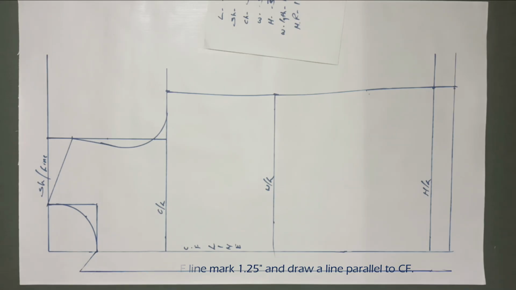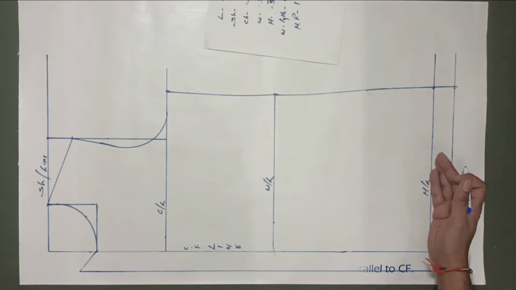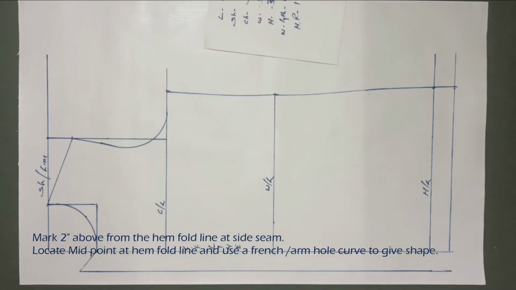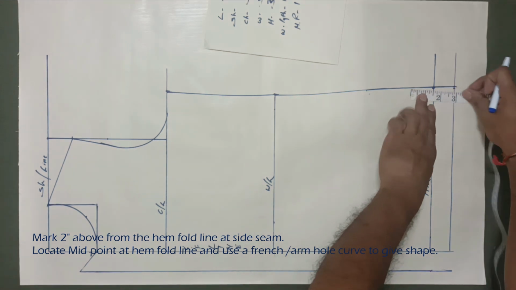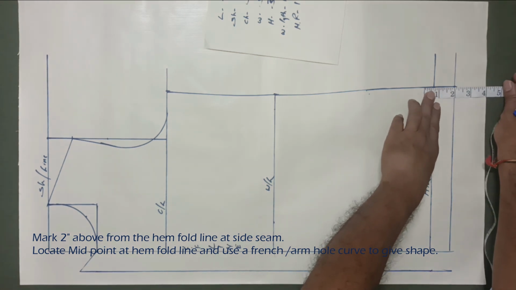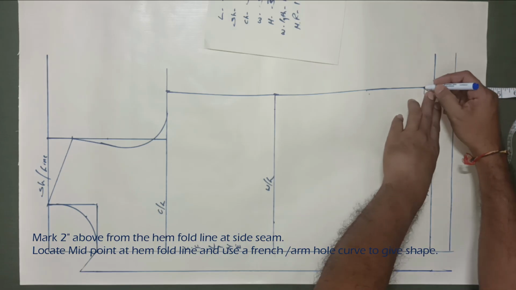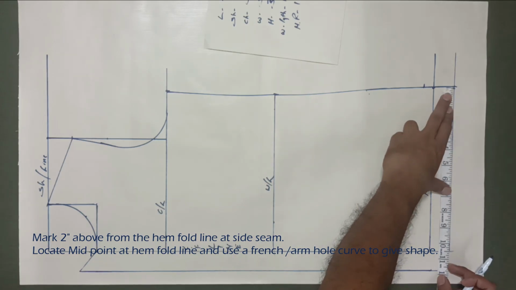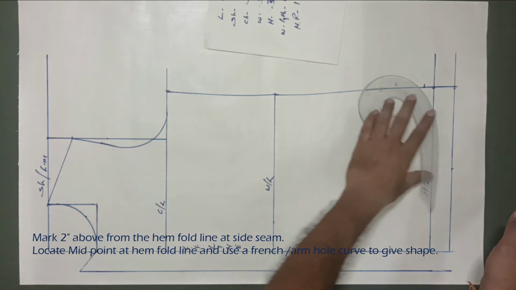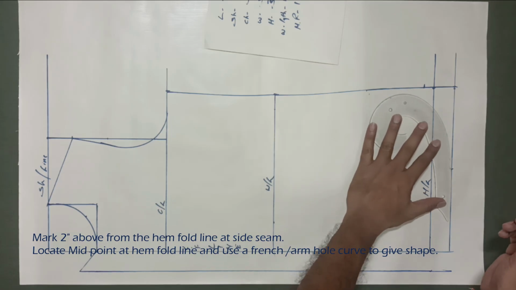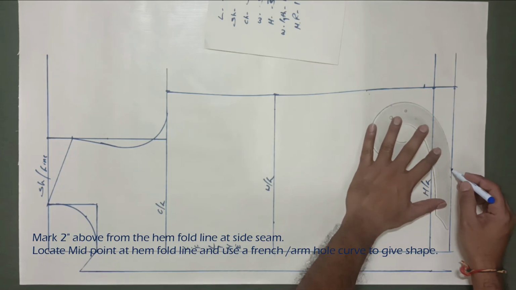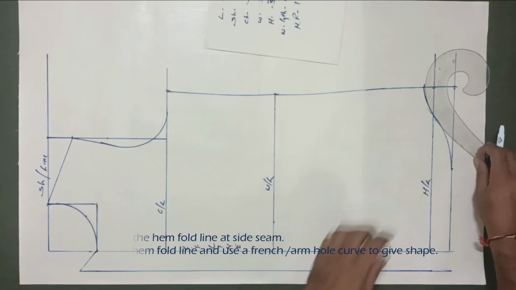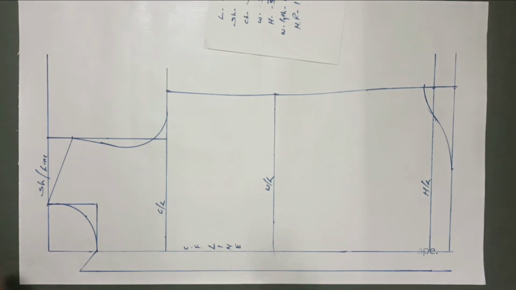Now if you want to give a shape at the bottom, you can give a shape, or if you want to keep it straight, you can keep it straight. Here I would like to give a shape. For the shape, go up by 2 inches, or if you want to reduce the shape, you can reduce it. From here, locate a midpoint. From here, you can keep the armhole curve from the center and draw a smooth curve.